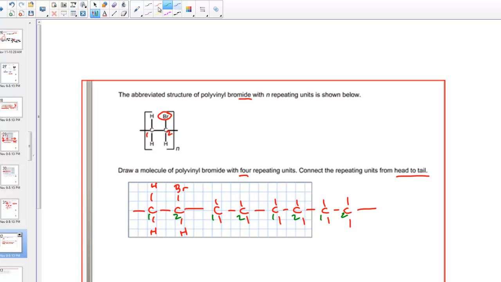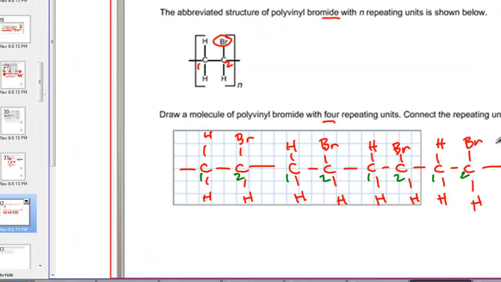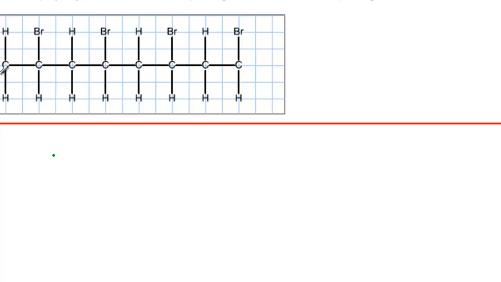And now I just need to fill in. On carbon 1, we always have 2 hydrogens. And at carbon 2, we have a bromine and a hydrogen. And we see this predicted pattern of head to tail. So by the time we were drawing 4 monomers, we created a structure that was 8 carbons long. Carbon 1, 2 is our first monomer, carbon 1, 2 is the second, 1, 2 is the third monomer, and finally the fourth monomer.